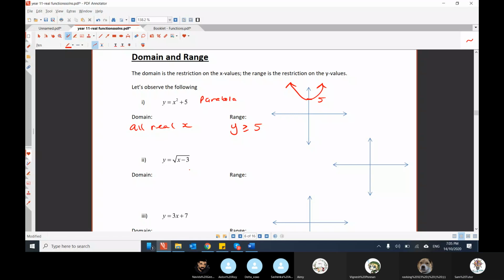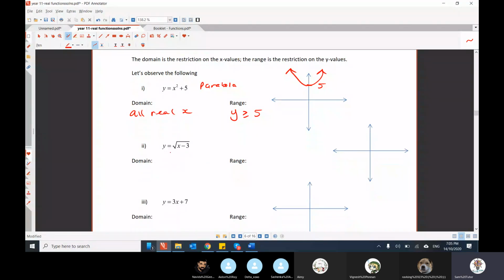Next one. Let's try Patty. What kind of graph is this one?